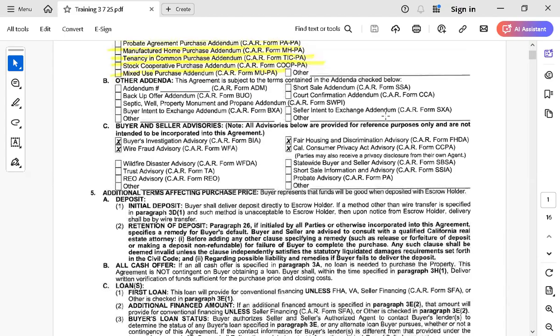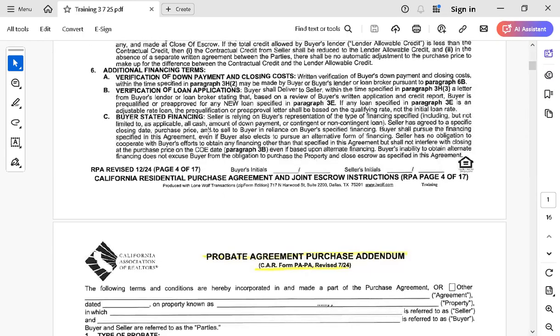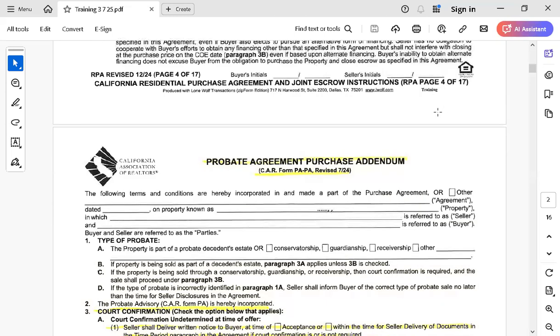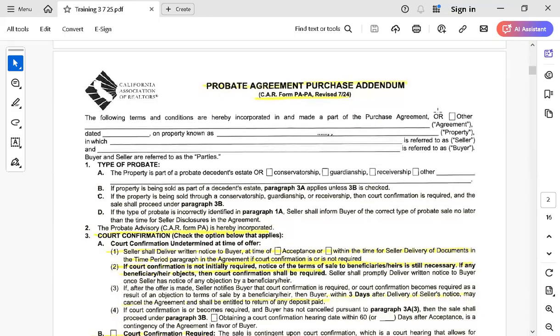So let's get started. How you add these addenda to the RPA is on 4A, which is page 4 of 17 on your RPA. So we're going to get started with the probate agreement purchase addendum. You attach this if it's a probate copy.